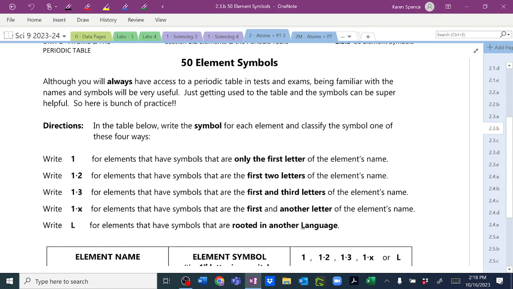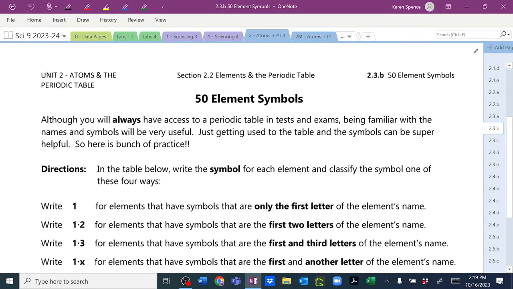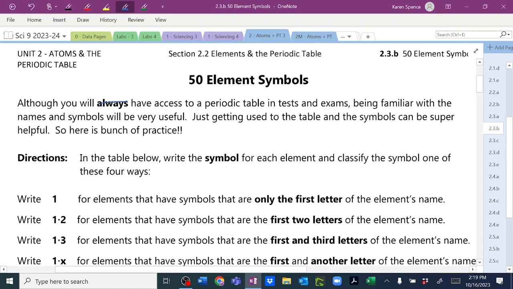Just in case you get to page 65 and you're like, what on earth is going on? What are these numbers? What are we doing? If you already know what you're doing, just keep working ahead, okay? You're good to go. You will always have access to a periodic table in tests, exams, quizzes, whatever, so you don't need to memorize things. But being familiar with the symbols can be very, very helpful.